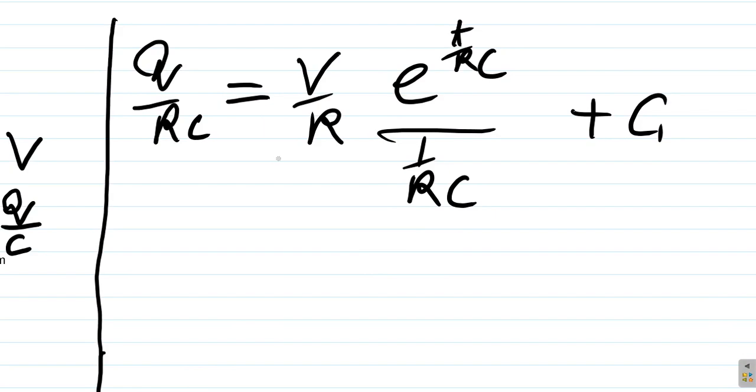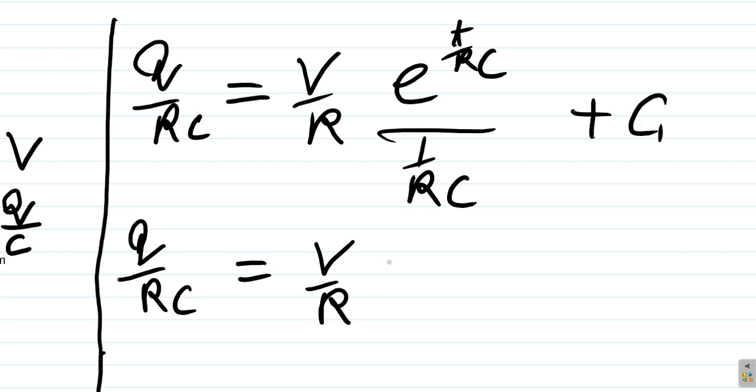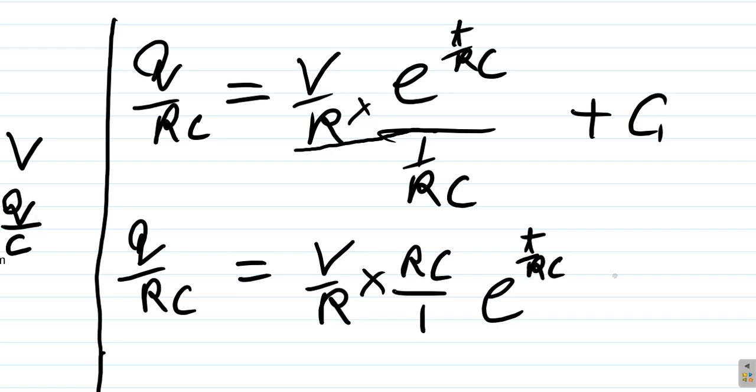Now, q divided by rc is equal to, this would be v divided by r, and then all of this multiplies this. Now, if you consider your fraction, this would be multiplied by rc over 1, and that times e to the t over rc plus constant of integration.